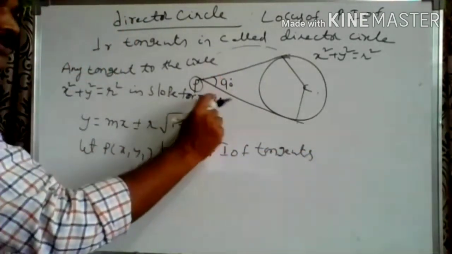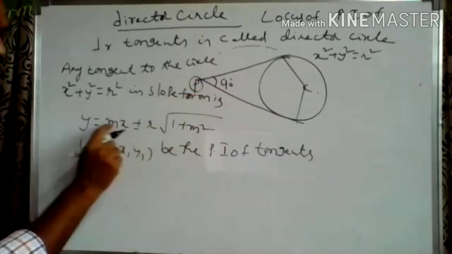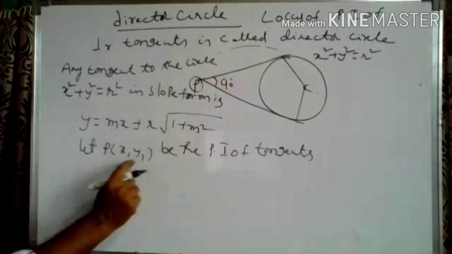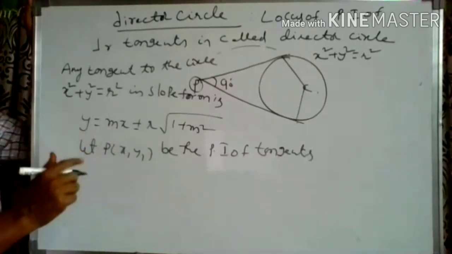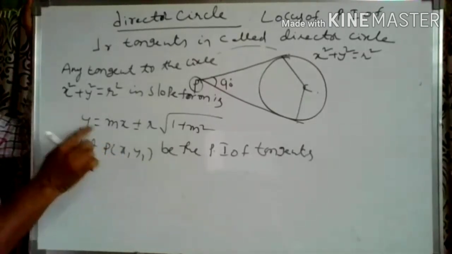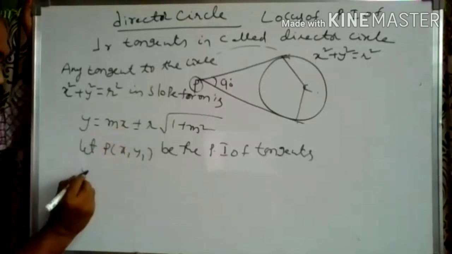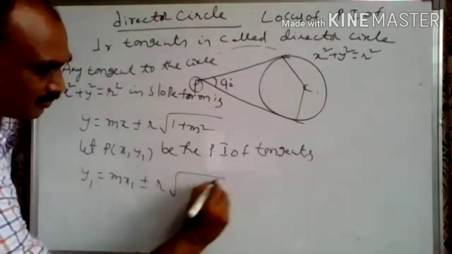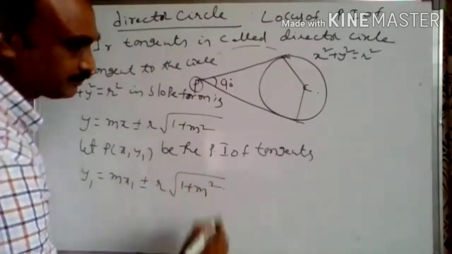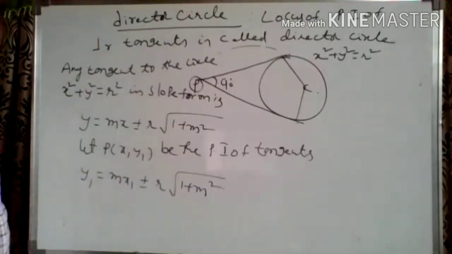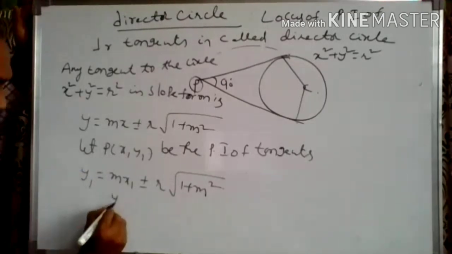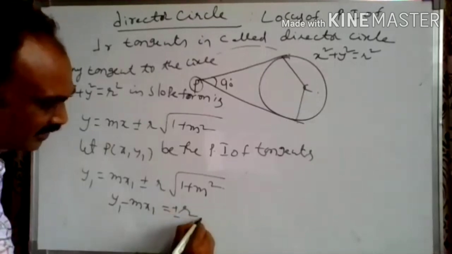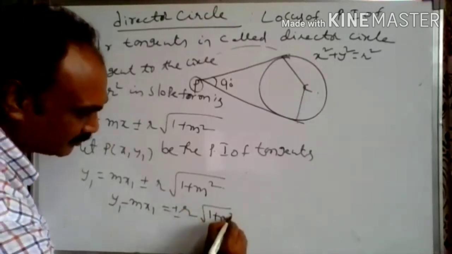So two tangents passing through the point P. So y is equal to mx plus or minus r into root 1 plus m square, passing through P(x1, y1). Replace y by y1, replace x by x1. So y1 is equal to mx1 plus or minus r into root 1 plus m square. Next, take this value to the left: y1 minus mx1 is equal to plus or minus r into root 1 plus m square.